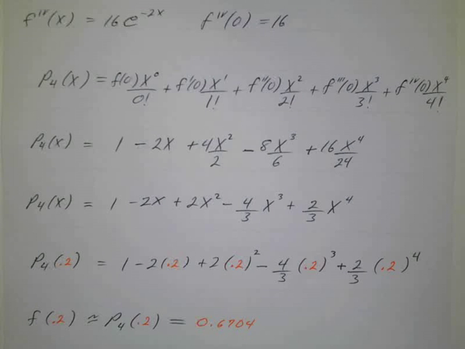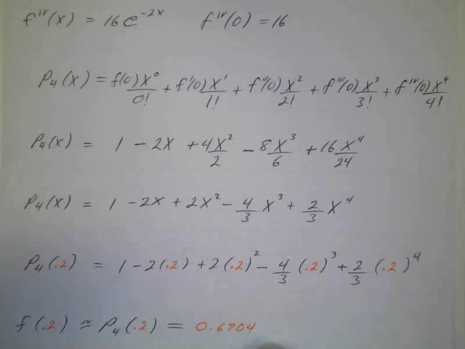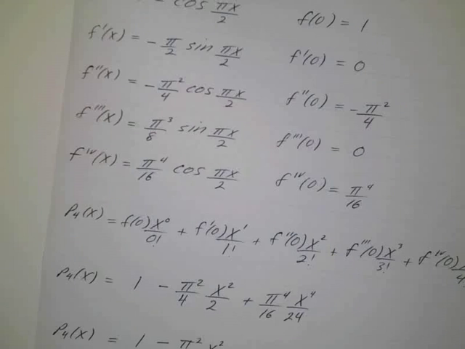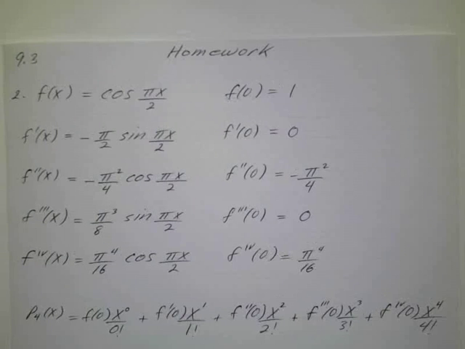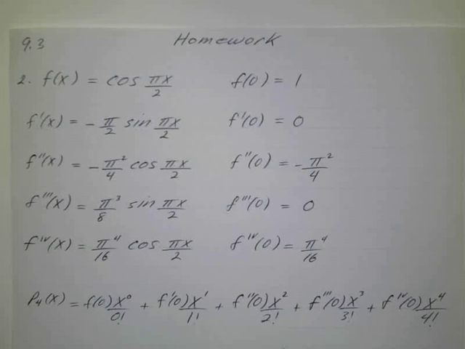So just some more practice with Taylor expansions. Actually, in this case, it's Maclaurin, because it's about 0. So these are all Maclaurin expansions. Number 2. Let's take a look at number 2. A little bit more complicated.